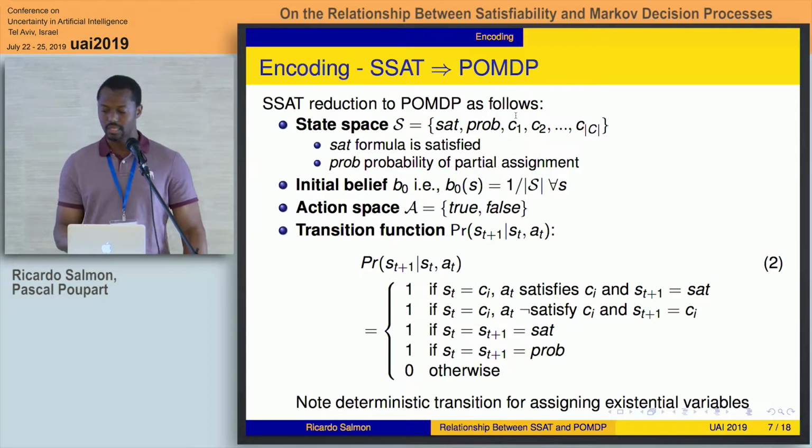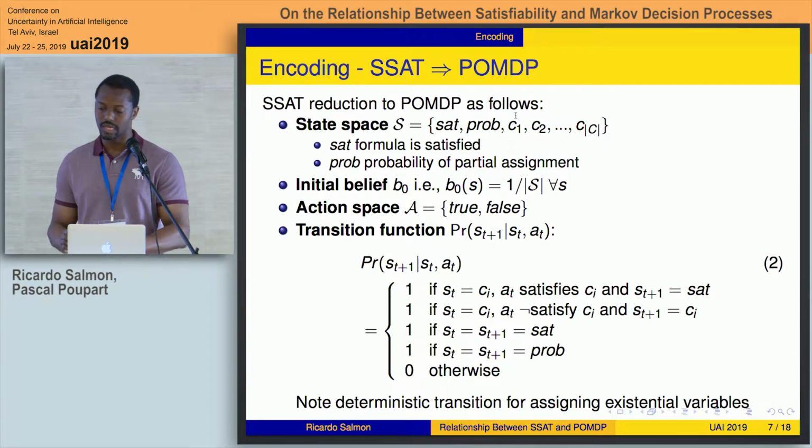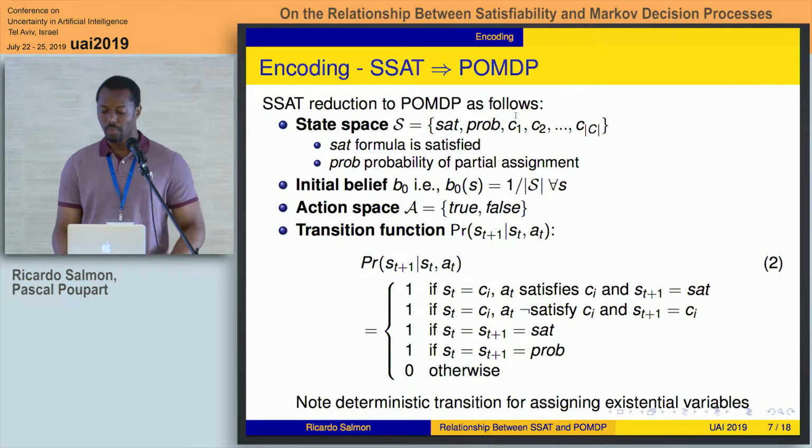For the action space, at each time step, the action corresponds to an existential variable that's been assigned true or false. The transition dynamics are deterministic: if you're in one of the states Ci and you make an assignment At, then if that clause Ci is satisfied, you transition to the satisfied state. Otherwise, that clause was not satisfied by the assignment, so you stay in that state. And there is the identity transition for the other states.